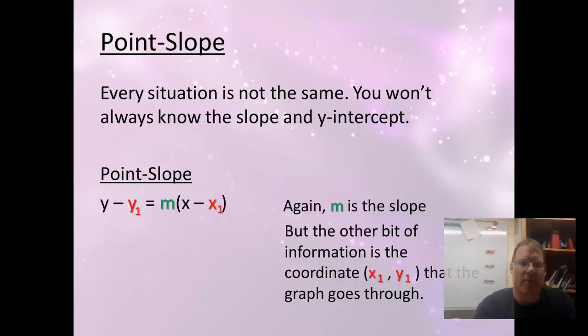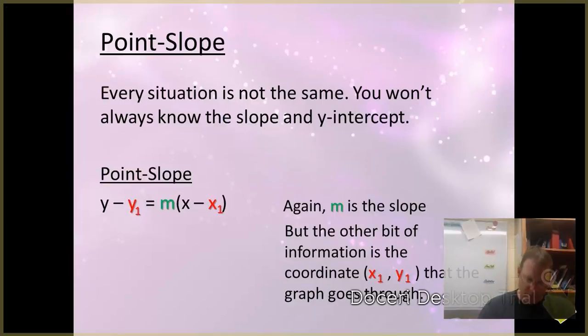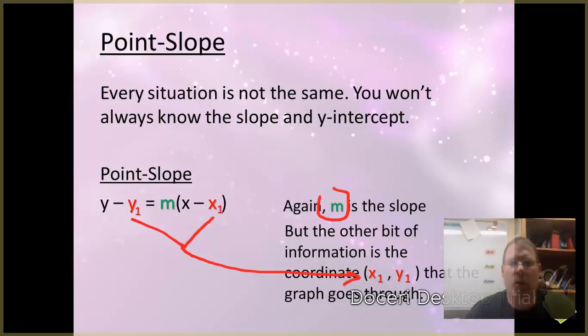So we have the point-slope form, which is, as you can see, y minus y1 equals m times x minus x1. Okay, again, m is a slope, but those two things right there are a coordinate anywhere on the line of the graph.